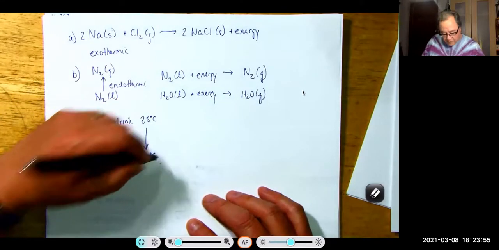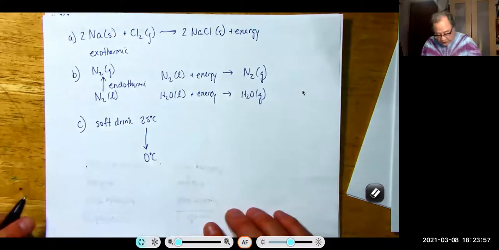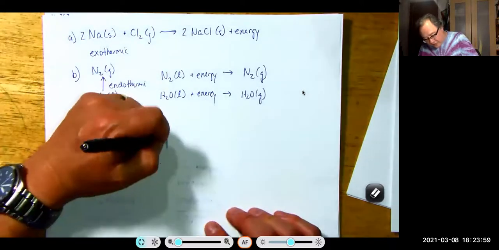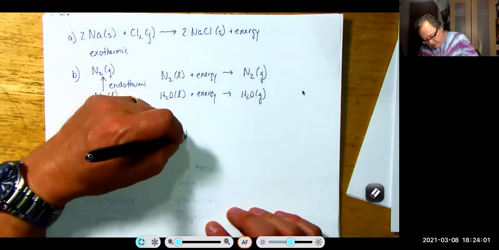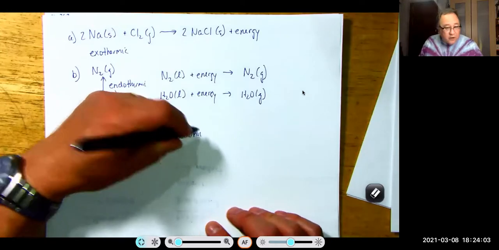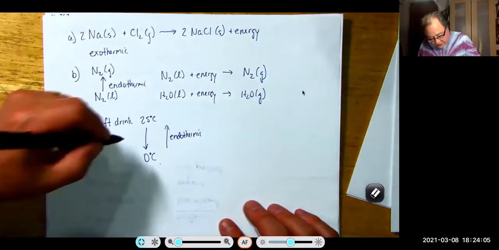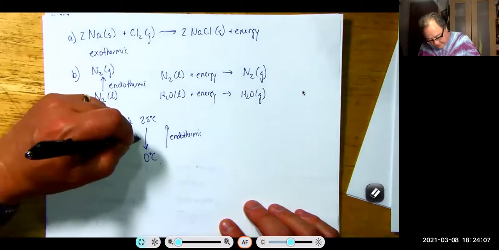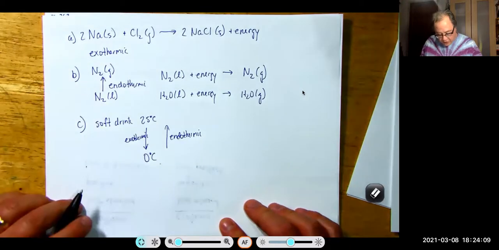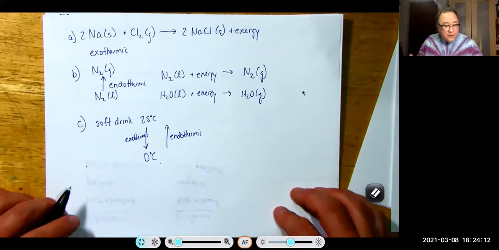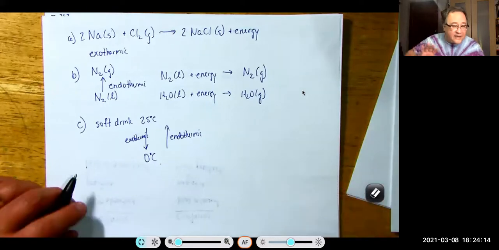We're cooling it from 25 to 0 degrees Celsius. We know this way is endothermic. So what if the energy flows in the opposite direction? It's exothermic. So when you have a soft drink being cooled down, it's releasing heat.